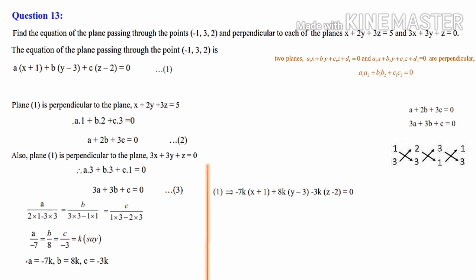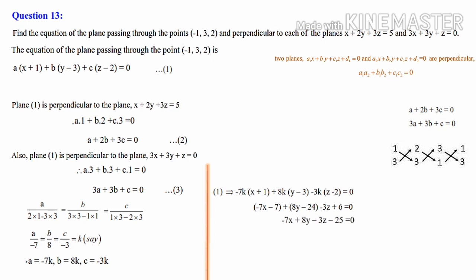Then if you substitute in equation number 1, A we have got, that is minus 7k, so minus 7k into x plus 1, plus B we have got 8k into y minus 3, plus C we have got minus 3k, so minus 3k into z minus 2 equal to 0. Now when you observe, k is common on the left side and the right side is 0. So we can eliminate k and we will get minus 7 into x plus 1. When you multiply inside, minus 7x minus 7, plus 8y minus 8 into 3, 24, and again minus 3 multiplied inside, minus 3z, minus into minus, plus 6, is equal to 0.